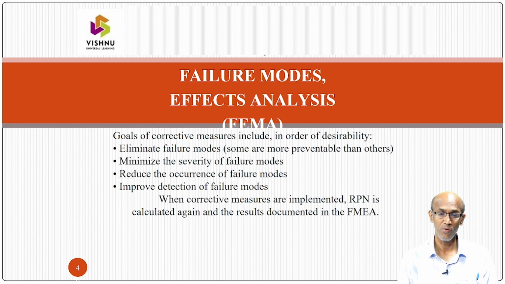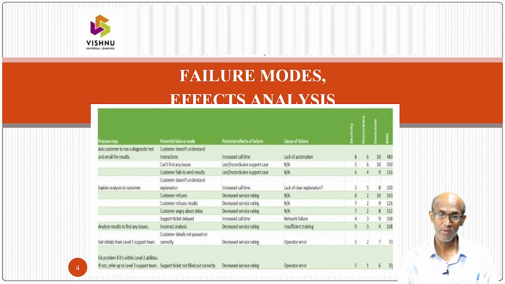Goals of corrective measures include, in order of desirability: eliminate failure modes, minimize the severity of failure modes, reduce the occurrence of failure modes, improve detection of failure modes. When corrective measures are implemented, RPM is calculated again and the results are documented in the FMEA. So this is an example of the documentation of RPM. The RPM gradually decreased from 480 to 30.